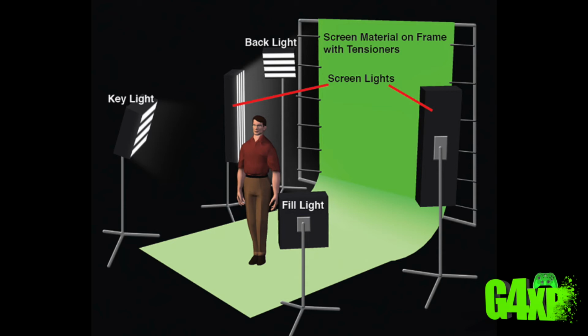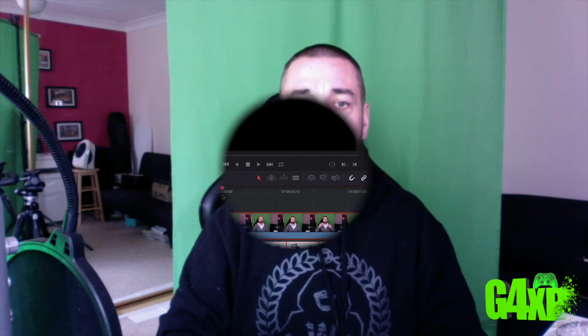But ideally you want one light to light your body and another light to light the screen to make it even. You can see here in the footage though, if you pay attention, on the left hand side it is very light, and on the right hand side it's very dark, and so that can give you a few issues in post to get rid of that.